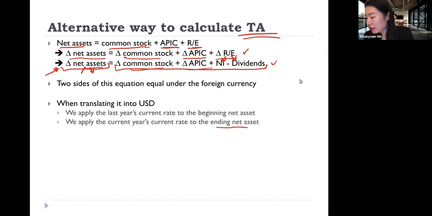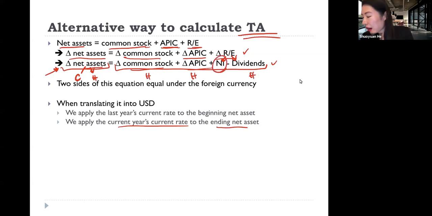However, for the asset at the end of the year, because under the current rate method, we use the current rate for all of the net asset, we apply the current rate at the end of the year. For the asset at the beginning of the year, we apply the current rate at the beginning of the year, which is the historic rate from the end of the year's perspective. And then for common stock, additional paid-in capital, and dividend, we all apply the historic rate.